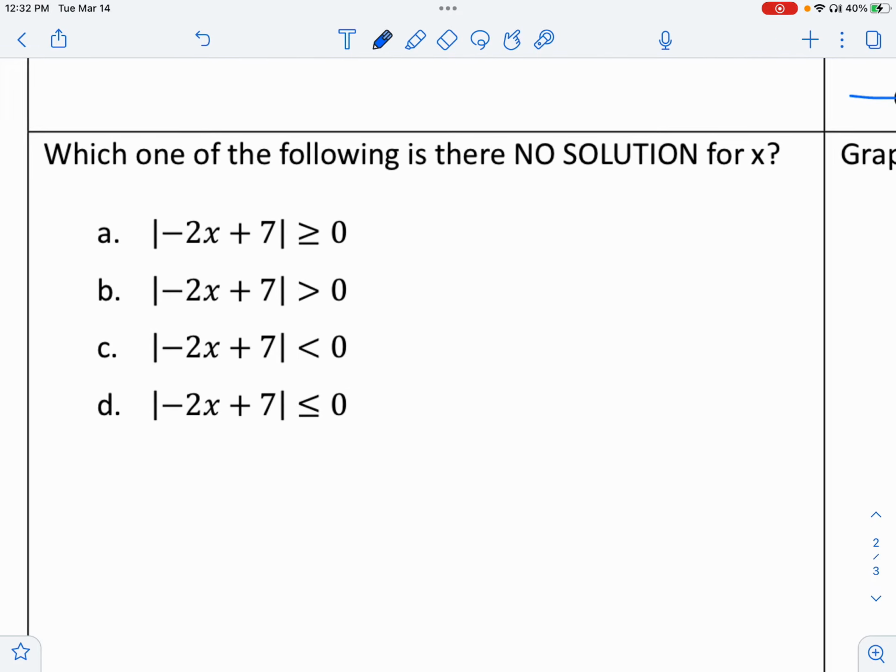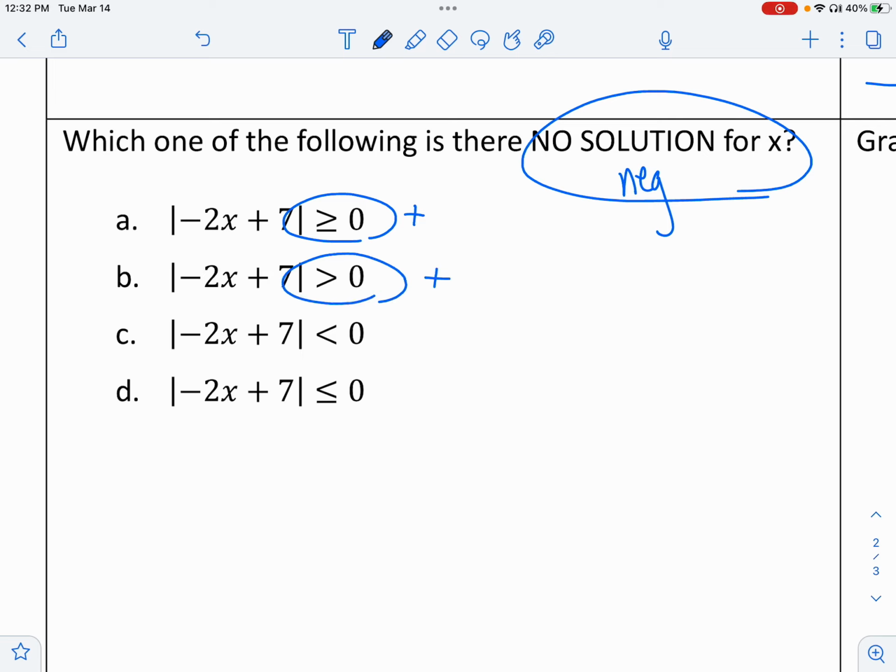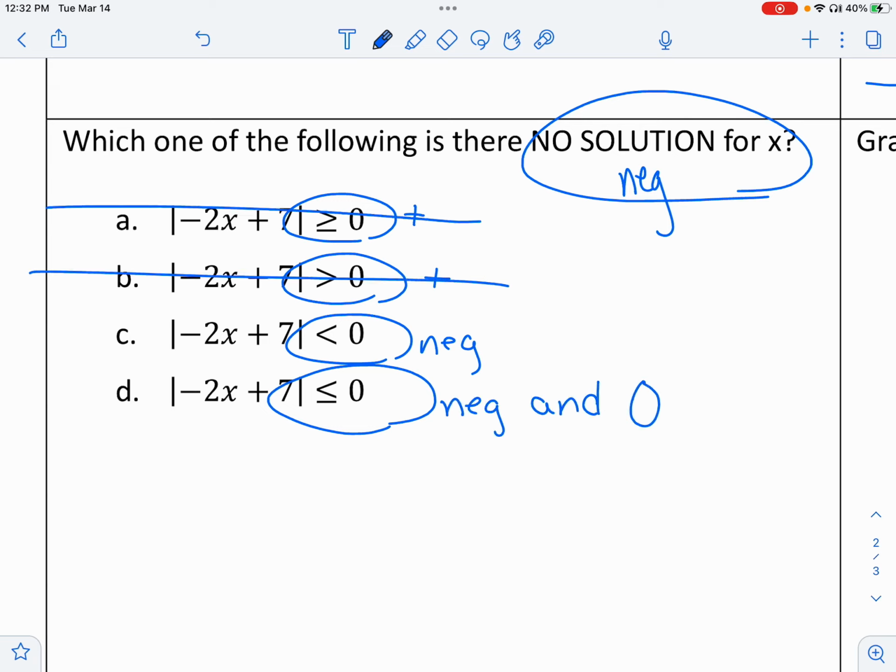Okay, which one is there no solution for x? Remember, no solution would mean that it would be negative. Well, that means positive. That means positive. Ooh, that means negative. And that means negative and 0. So those ones are solutions. So it's between these ones. So which one has absolutely no solution? C. Because D has a solution. D is allowed to be 0.